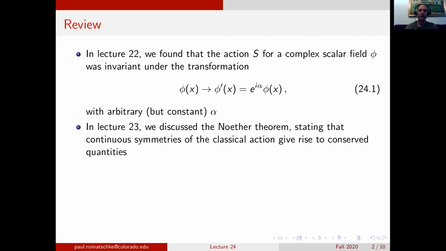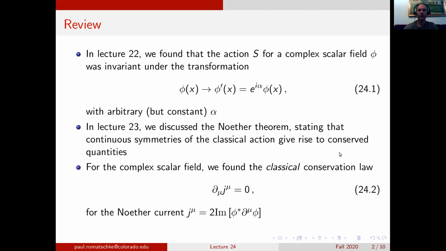In the last lecture, we discussed the Noether theorem, which is the consequence of a conserved quantity arising from a classical symmetry, such as the symmetry given in this equation here. In particular, for the complex scalar field, we found that there is a conserved quantity that is written as a classical conservation law, d mu j mu is 0, for the Noether current j mu, that in the case of the complex scalar field is given as twice the imaginary part of phi star d mu phi.